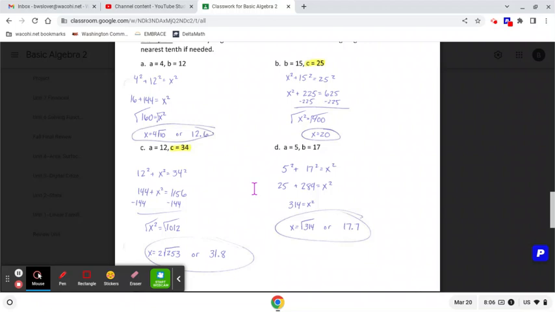So today we are focusing on the Pythagorean theorem. A squared plus B squared equals C squared. A and B are your legs, C is your hypotenuse, C is your longest length, C is across or opposite your right angle. If you have questions, make sure you let me know.